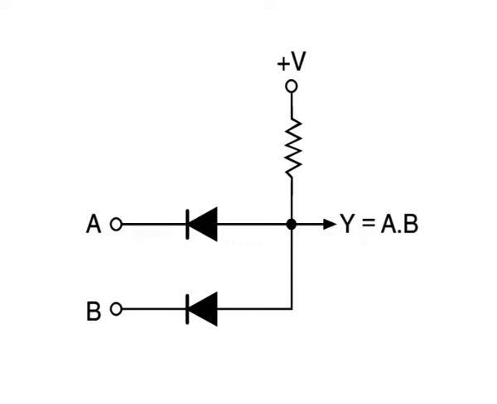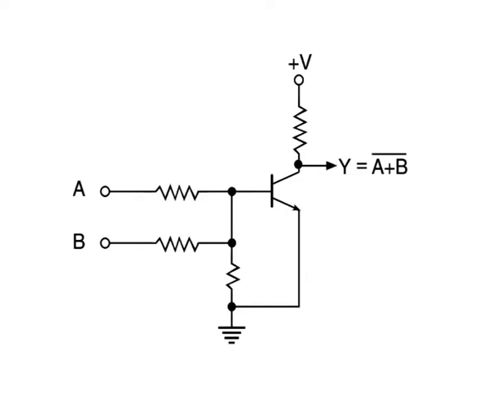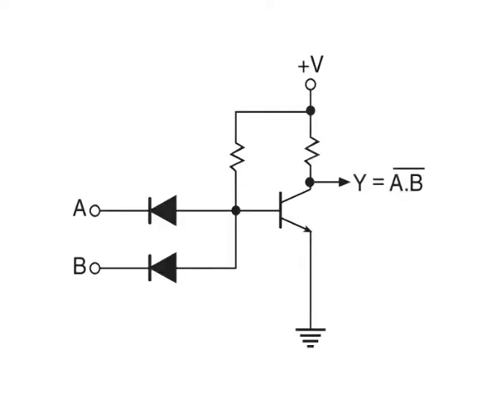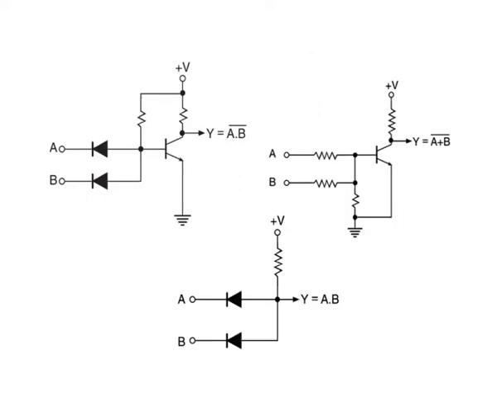Figure here shows the simplified schematics of a 2-input AND gate using diode logic, a 2-input NOR gate using RTL, and a 2-input NAND gate using DTL. The DL, RTL and DTL families, however, were rendered obsolete very shortly after their introduction in the early 1960s, owing to their arrival on the scene of transistor logic.